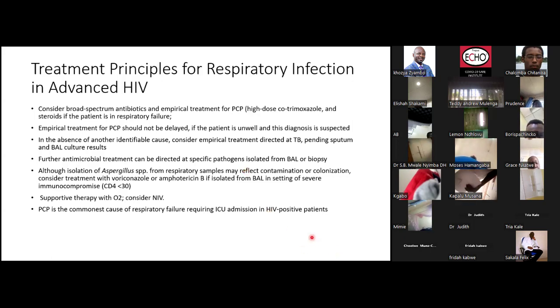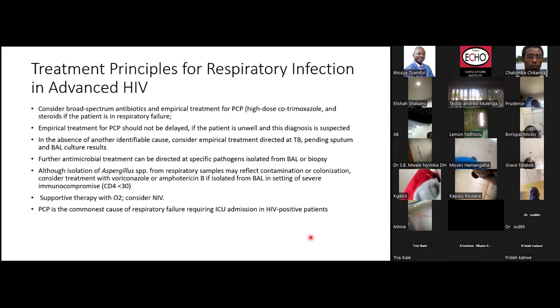Aspergillus is a pathogen that grows in most of our airways. It's non-pathogenic, but for those again with a CD4 of less than 30, if you do find some aspergillus there, then it would be considerable to just start treatment with an antifungal like voriconazole or amphotericin B. Then, of course, we shouldn't forget non-invasive ventilation.